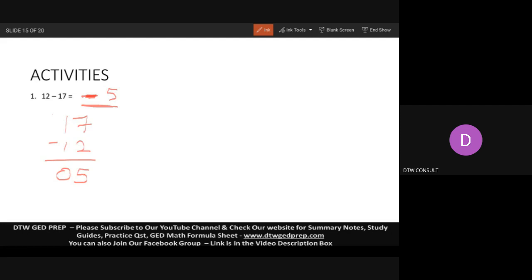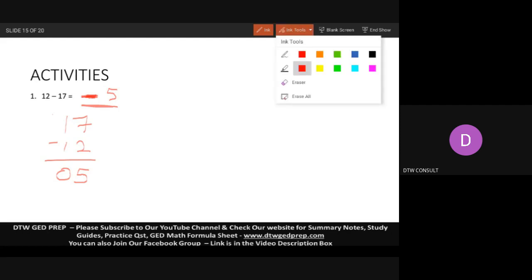So anytime you do a subtraction this way, you retain the negative sign, then you swap the digits and subtract. So we'll do another example on this.